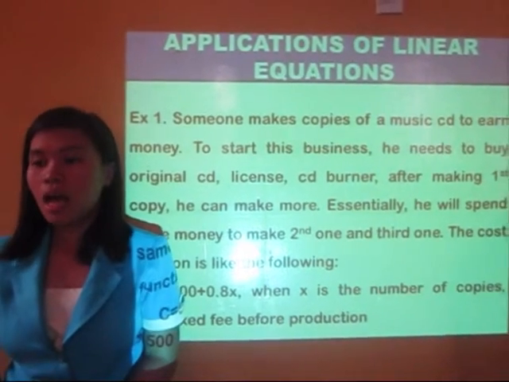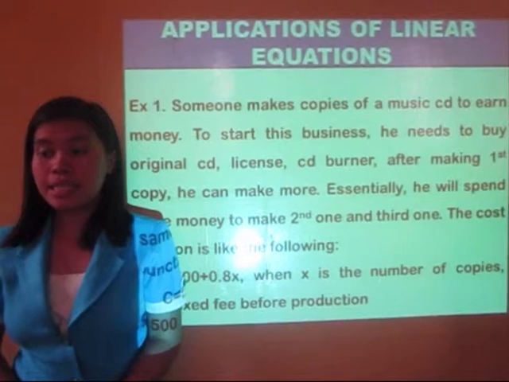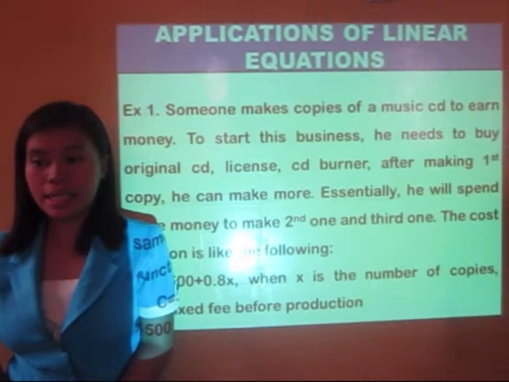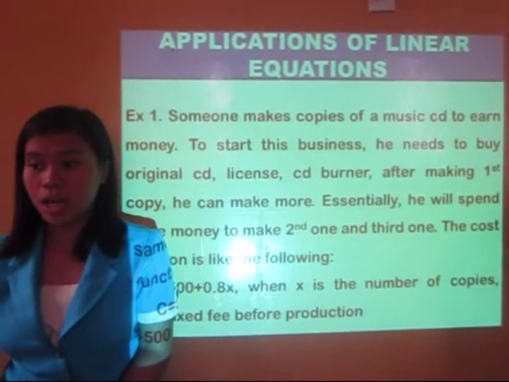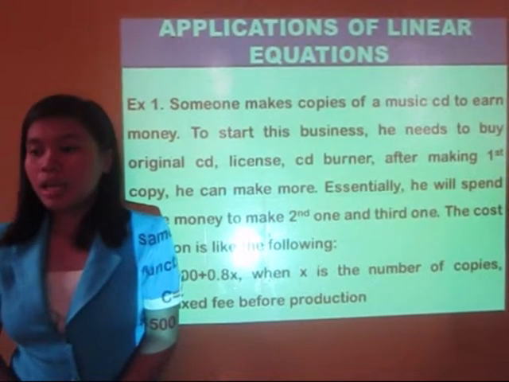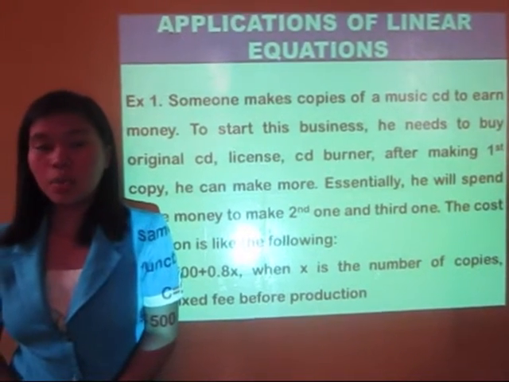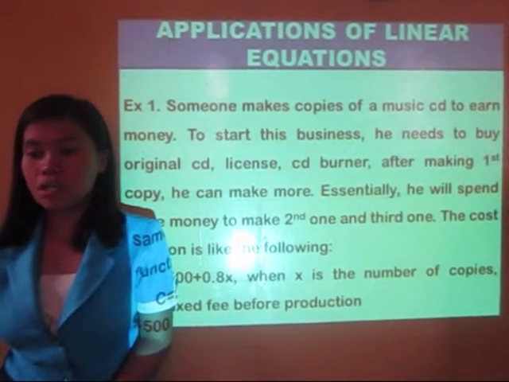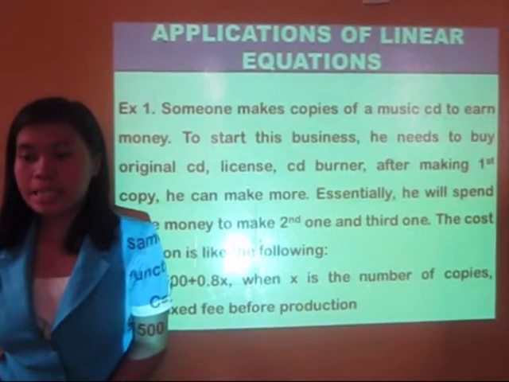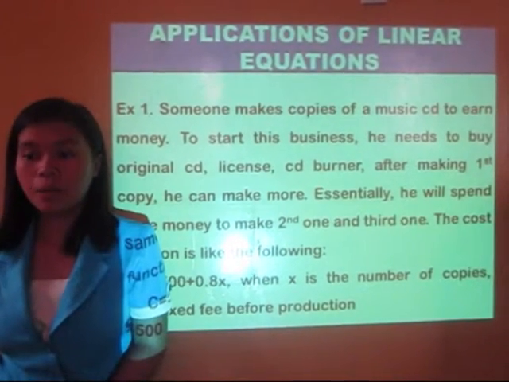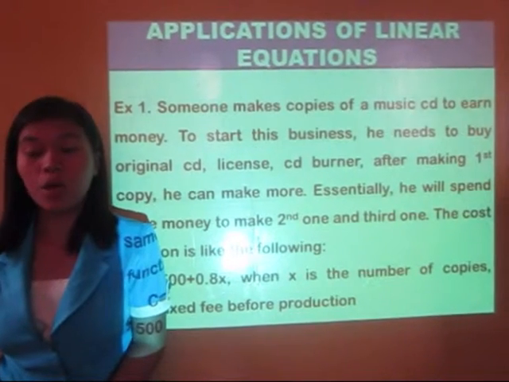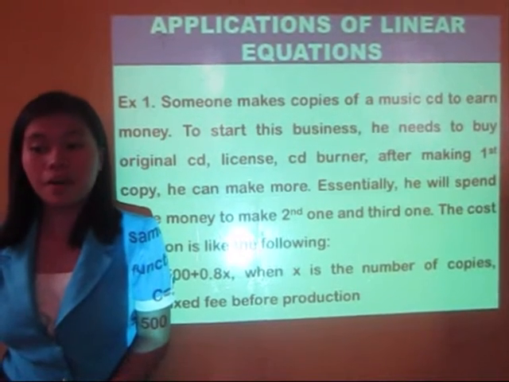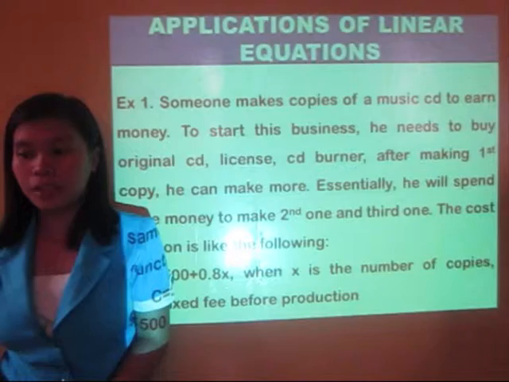For example, someone makes copies of a music CD to earn money. To start this business, he needs to buy an original CD, license, and CD burner. After making the first copy, he can make more. Essentially, he will spend the same money to make the second one and the third one. The cost function is like the following: C is equal to 500 plus 0.8x, where x is equal to the number of copies, and $500 is the fixed fee before production.